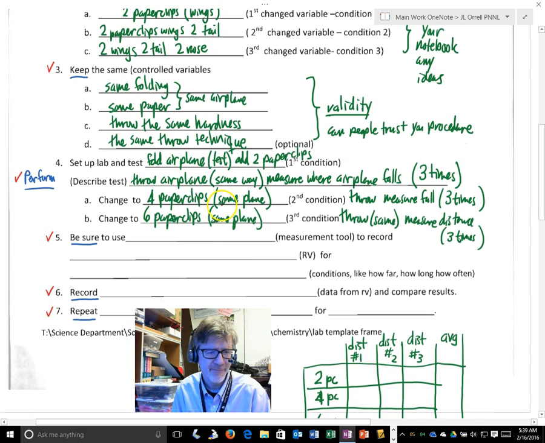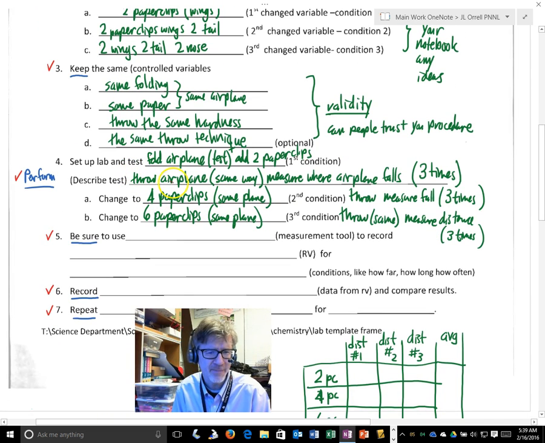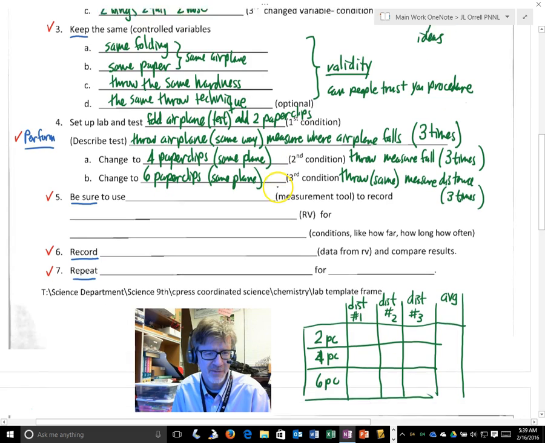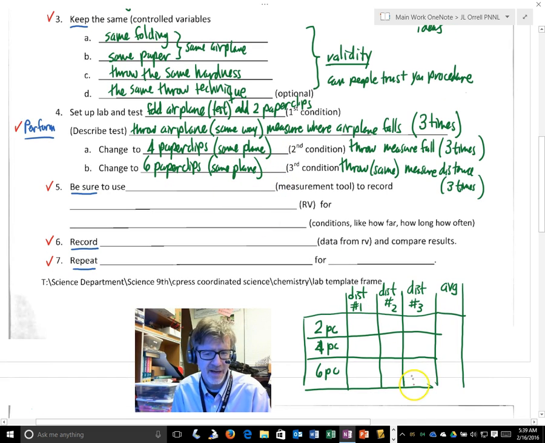We had finished talking about setting up your lab and talking about the steps that you were going to go through. If you do a table, it will help you keep yourself organized. It will also help you get points. Remember that these are the manipulated variables here. PC is paper clips, the number of paper clips.